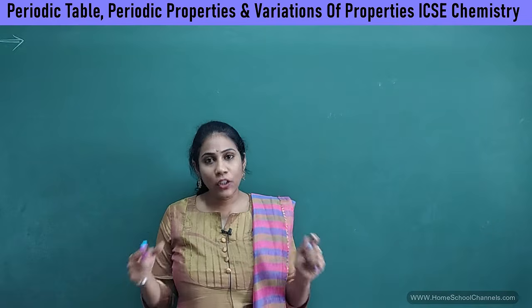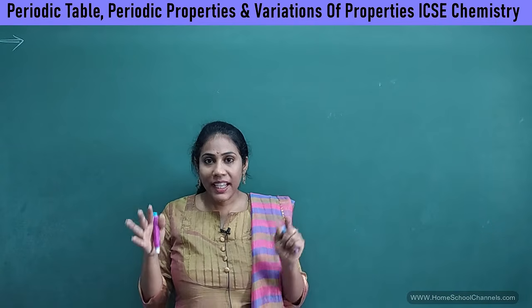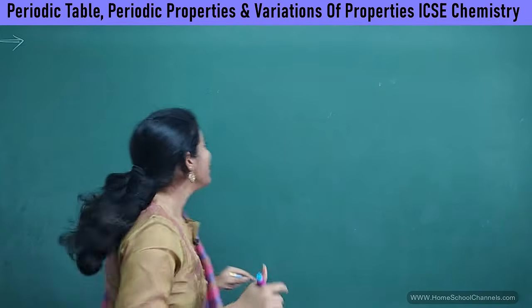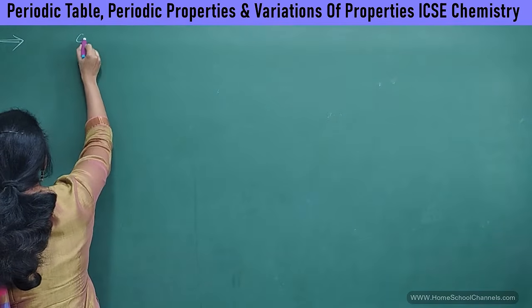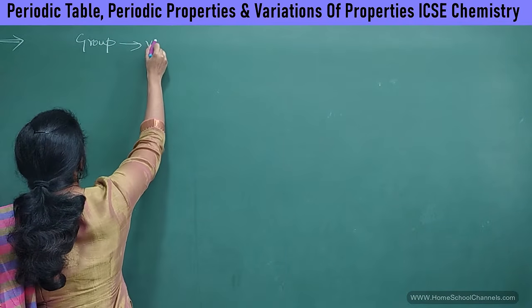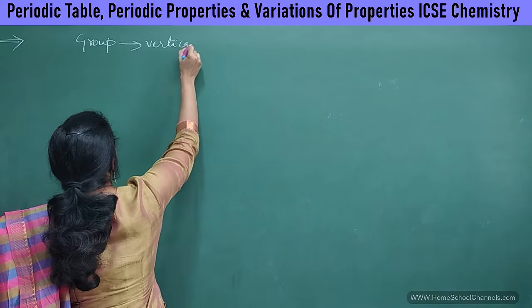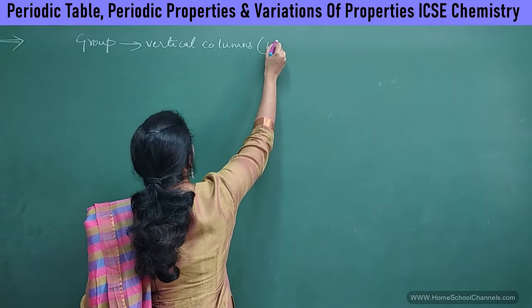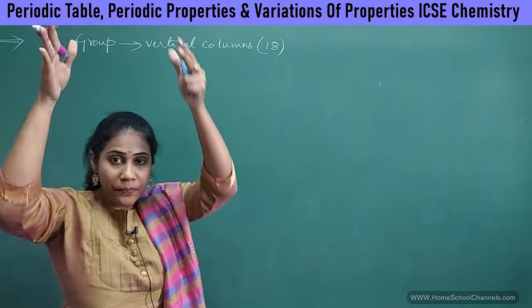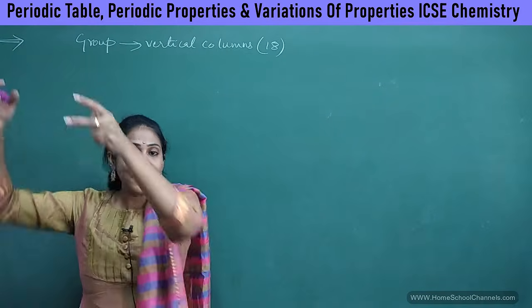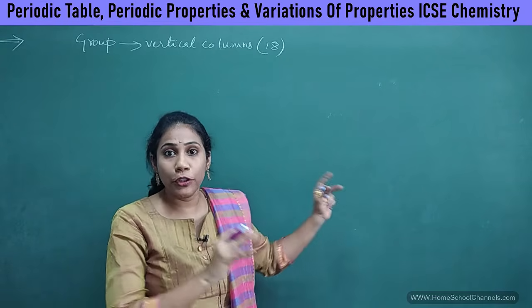See guys, as I already told you, all the elements are arranged in the form of groups and periods, right? So you must clearly understand what you mean by groups. Groups are nothing but vertical columns. Vertical columns are called groups and there are 18 vertical columns. Vertical columns are 18 in number. They are called groups.